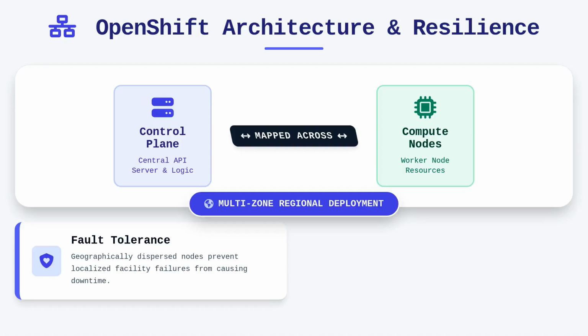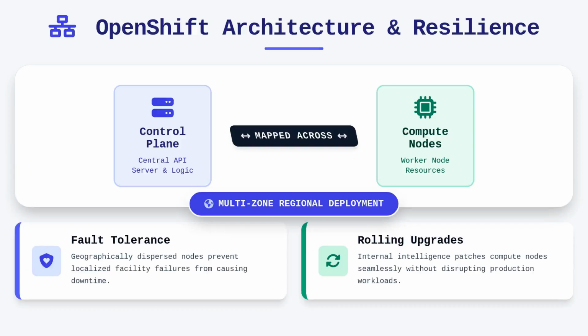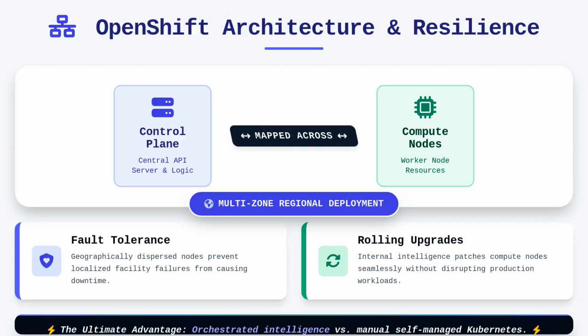When the time comes to perform cluster updates, OpenShift provides a mechanism for rolling upgrades that allows you to patch the underlying compute nodes without causing a disruption to the workloads currently running in production. This path for seamless updates is perhaps the most significant operational advantage over self-managed Kubernetes versions, as the orchestration of these upgrades is handled by the platform's internal intelligence.